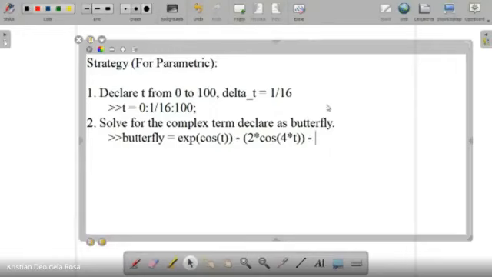Okay, so that is sine. Pwede rin natin yan i-close. That is the sine of t over 12. Yeah, t over 12. And then raise the entire thing by 5. And that's it. That is our butterfly.